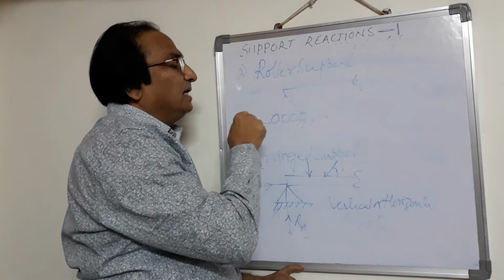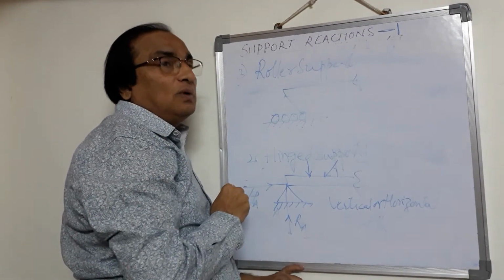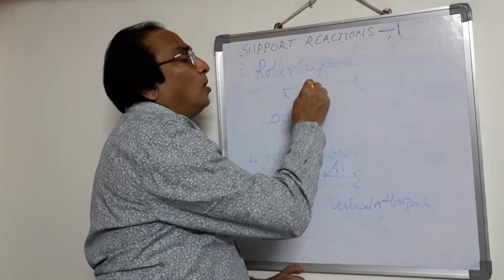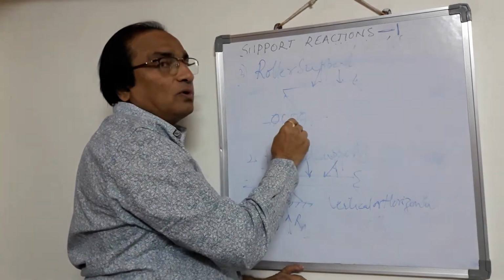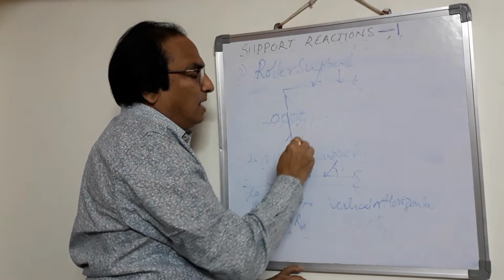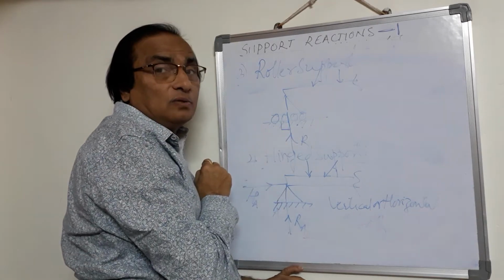But here it is free to move in the horizontal direction, but it is not free to move in the vertical direction because it is giving reaction in the vertical direction. Always remember, in case of roller support, there is only one reaction acting. Only one reaction, and that reaction will be acting perpendicular to the roller.